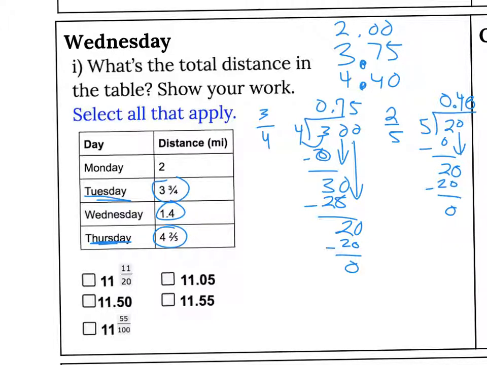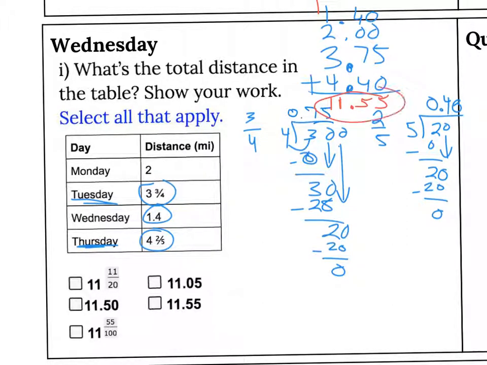And then 1.4, which we can just stack up on the top. 1.4, same as 1.40. Now we can add it all up. Okay, now, if you add all that up, it's 11.55. So automatically, we know that that's it. 11.05 is not going to work. Okay, 11.50 is not going to work. 11 55/100ths, that is the same thing as 11.55.